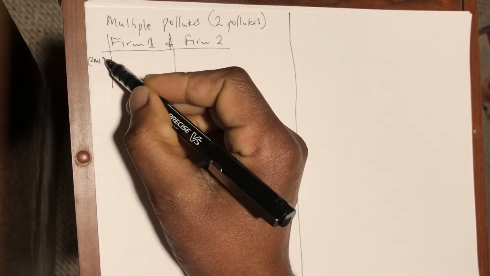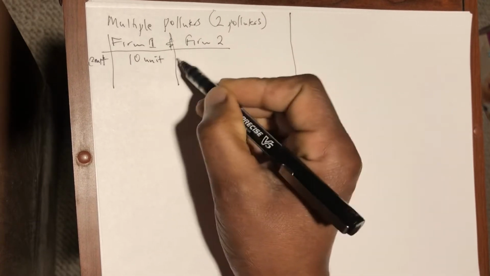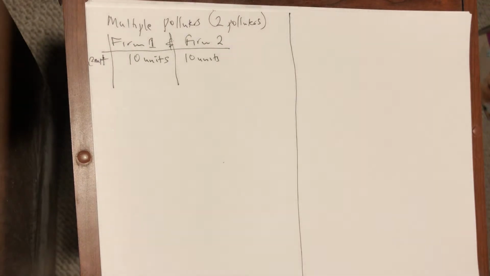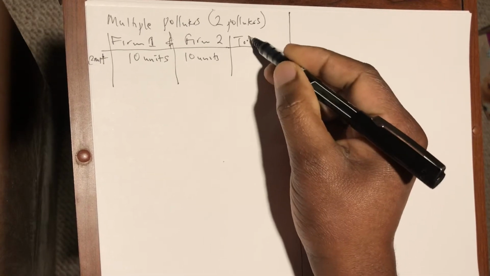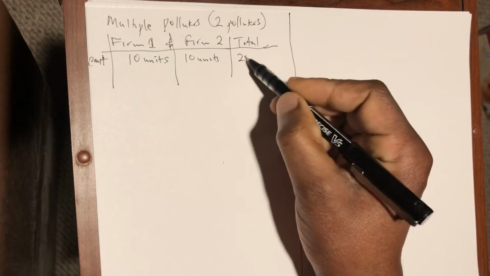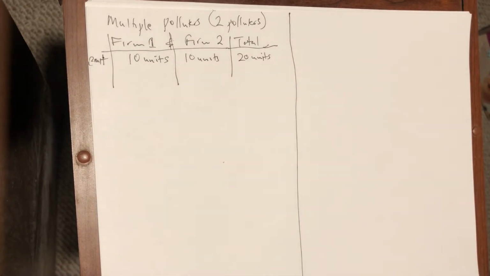And suppose each FEM emits 10 units, right? Which means the total pollution is 30 units, right?